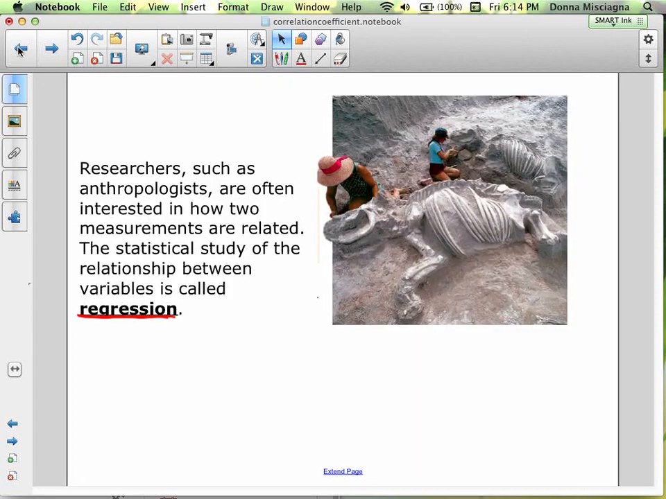And here, those anthropologists are unearthing a dinosaur or some other type of prehistoric creature, and maybe they're going to study something about that creature. Maybe is there a relationship between the animal's leg length and his height, or is there something they can use to study the age of that fossilized animal? So lots of different fields will use statistical study and regression analysis.